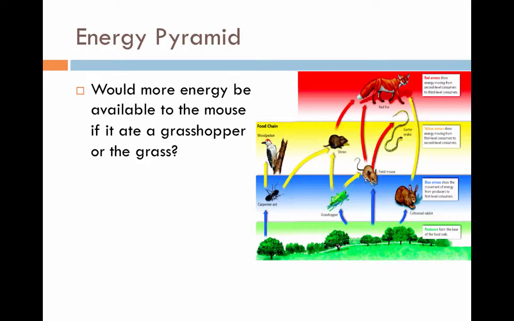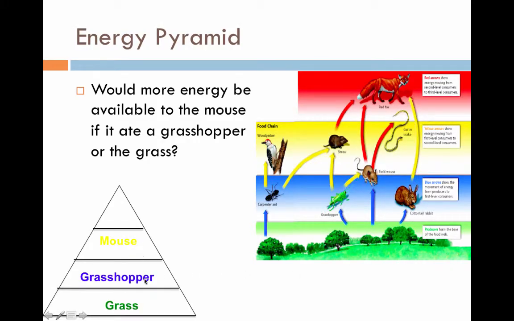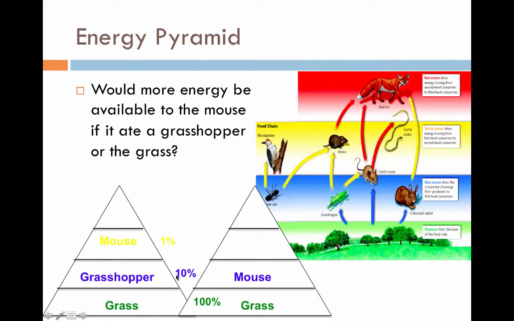Would more energy be available to the mouse if it ate a grasshopper or the grass? Look at the mouse. The mouse can either eat a grasshopper or the grass. Which would provide the mouse with more energy? Well, if the mouse ate the grasshopper and the grasshopper ate the grass, that would mean the mouse would only get 1% of the energy because of the 10% rule. Only 10% goes to the grasshopper, 10% of 10% goes to the mouse, which is 1%. But if the mouse ate directly the grass, then the mouse would have 10%. So the answer to this question: the mouse would have more energy available if it ate the grass instead of the grasshopper.